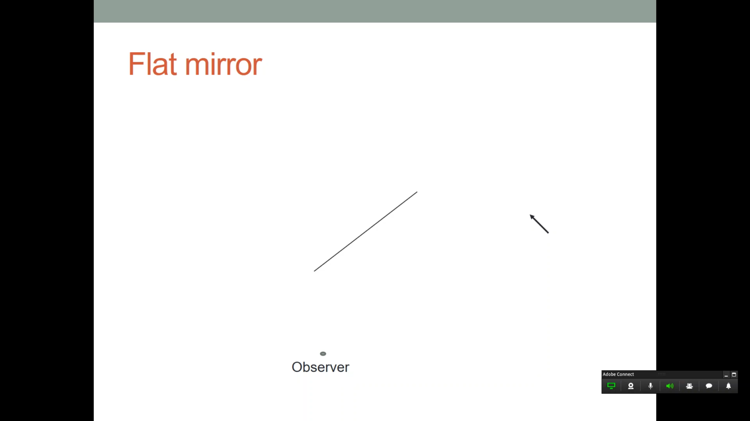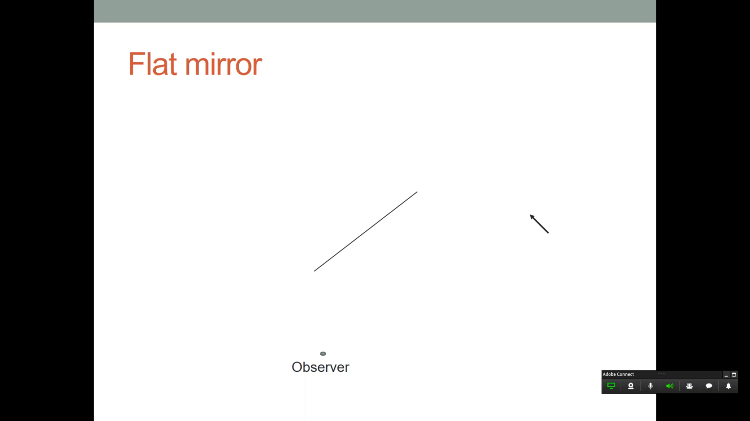So I have this one, this one, and I have this one. I have many more, but these are the ones I chose to draw. So this dot object, just the tip of it, is going to shoot rays in all directions, some of which are going to hit the mirror. Now, are these reflected rays or incident rays? Incident, because they're heading towards the mirror.